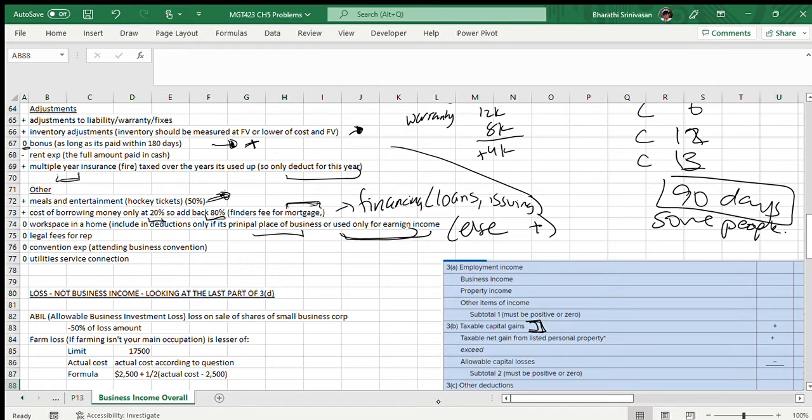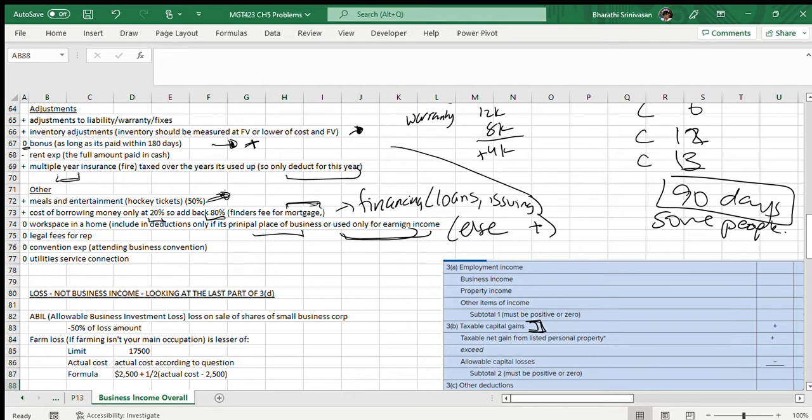Another thing is legal fees for representation. For example, if you want to represent yourself at some kind of court or government thing, that type of expense is allowed. You can deduct them. Convention expenses, I'm not really sure what this means. I think it's attending a business convention, for example. You can deduct that.